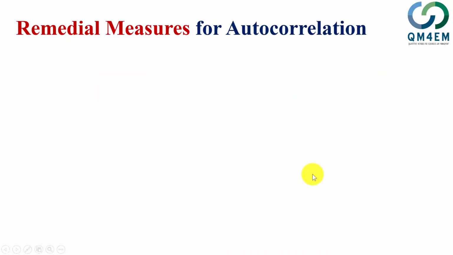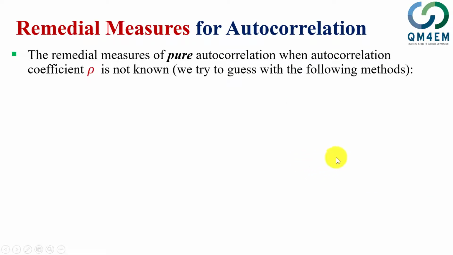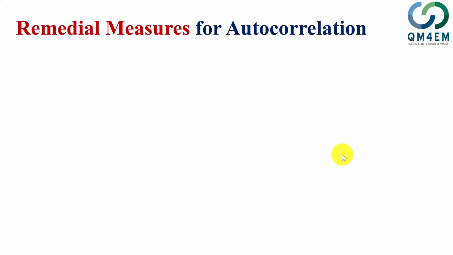So the remedial measures for autocorrelation: I already explained that in this entire lecture and the lectures to follow, we are discussing the remedial measures for autocorrelation that is pure in nature, or in other words, autocorrelation that is not caused by the misspecification of the model, or the wrong specification of the model. So we are just discussing the autocorrelation that's pure in nature.